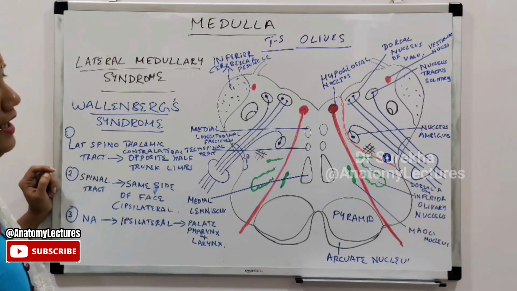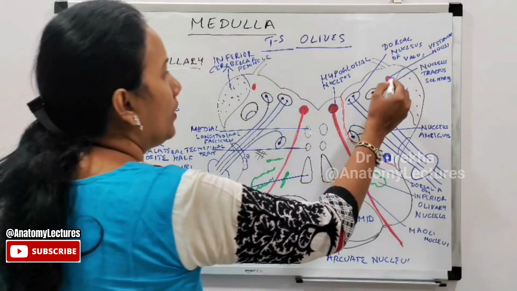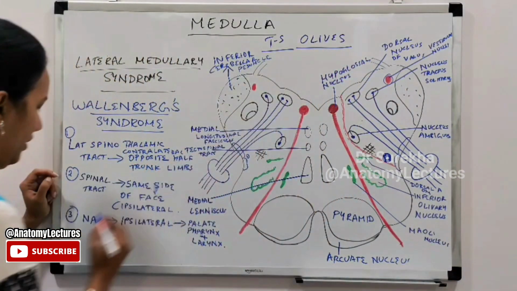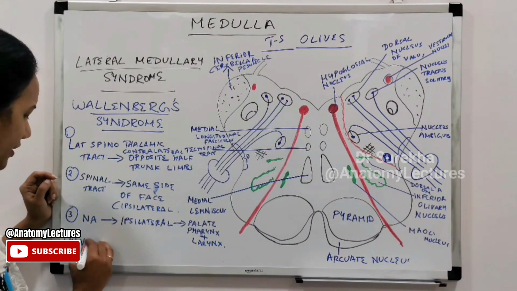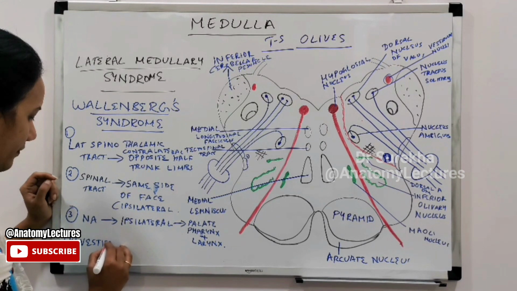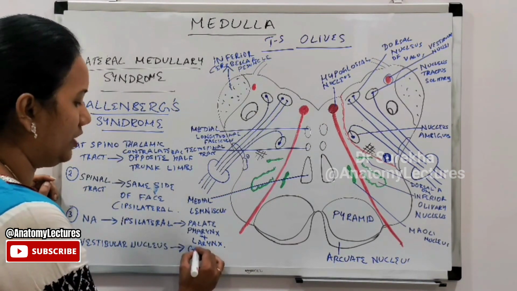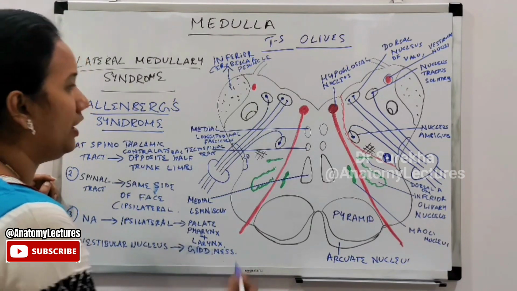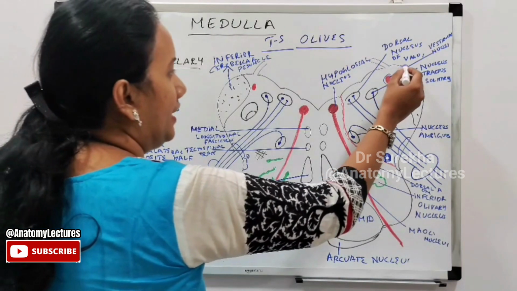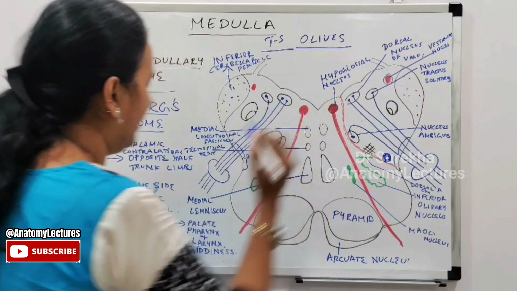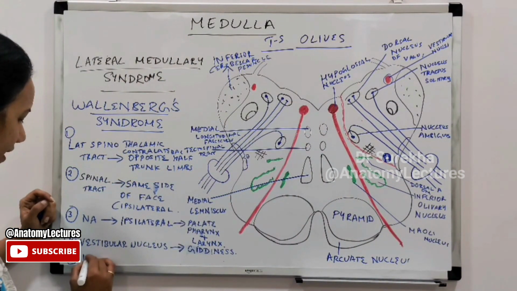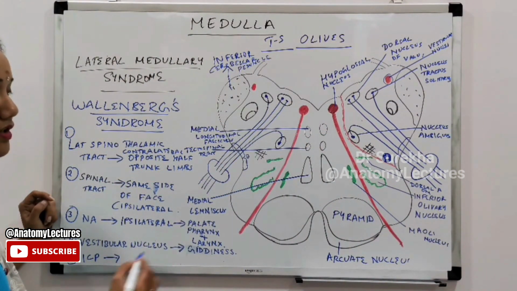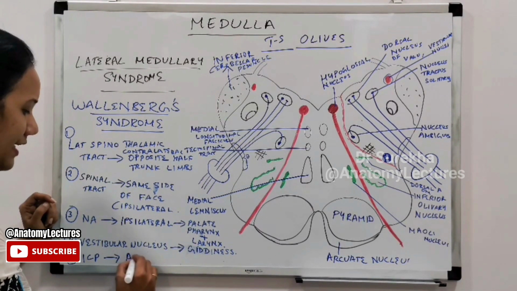And next you see the vestibular nucleus is involved. So because the vestibular nucleus is involved, the patient will have giddiness. And next you see, this is the inferior cerebellar peduncle. So the inferior cerebellar peduncle is being involved. So the patient will have ataxia.